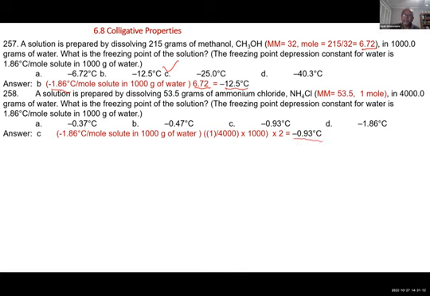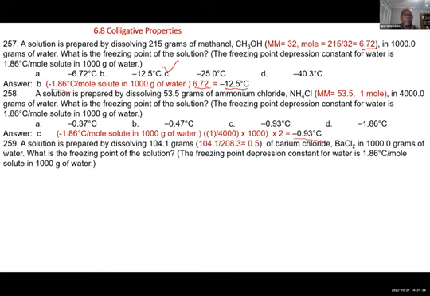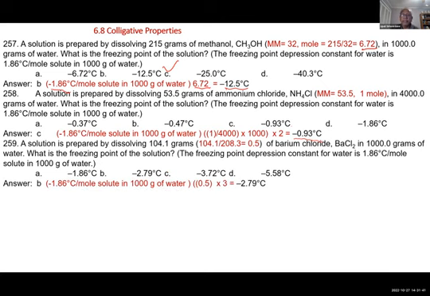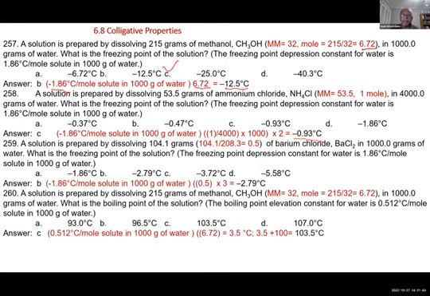So water freezes at 0. Therefore, depression is always negative. 0 minus depression. 0 minus 0.93 gives 0.93 Celsius depression point. So I have calculated for another problem. So you guys look at this carefully.